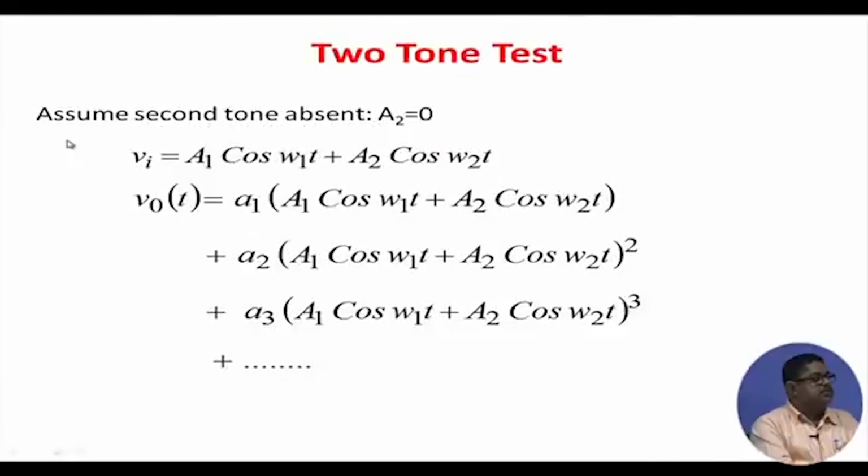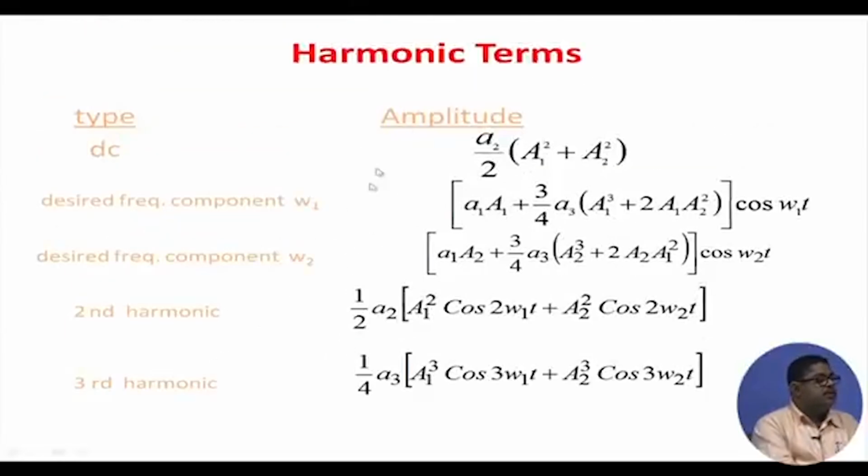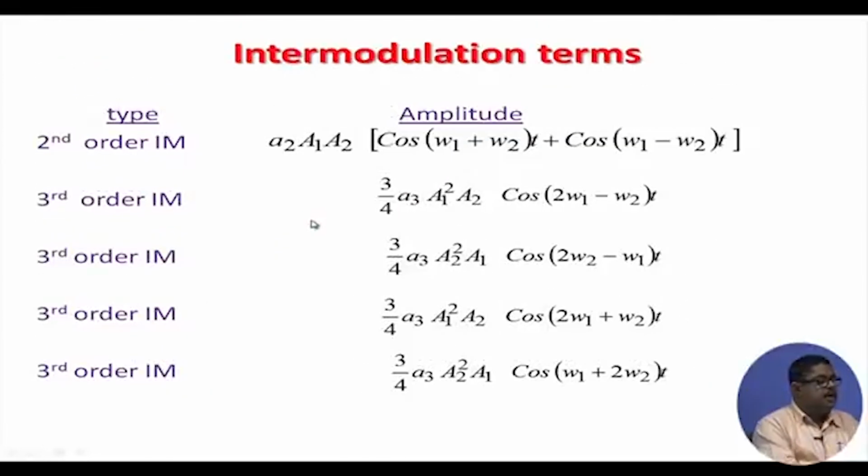Now, in that we have started with that two tone test. They are assumed that the second tone is absent. So, that means you put A 2 is equal to 0. I am recapitulating that V I was this here and V O t that was this. We are considering up to third order nonlinearity, and there if we make this A 2 is equal to 0, again this was our harmonic terms I am writing. Here you put all A 2 is equal to 0 value. This is again recapitulating.